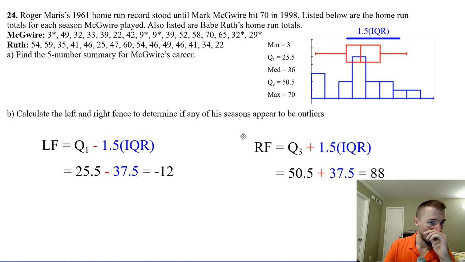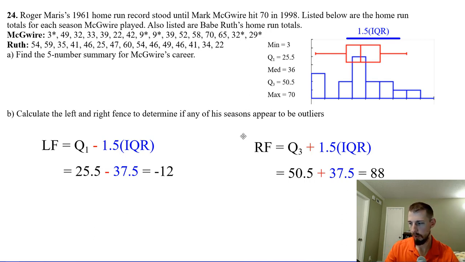All right, 24. Roger Maris's 1961 home run record stood until Mark McGwire hit 70 in 1998. Listed below are his home run totals for each season McGwire played. Also listed are Babe Ruth's home run totals. So we have both of those. No big deal. Find the 5-number summary for McGwire's career.